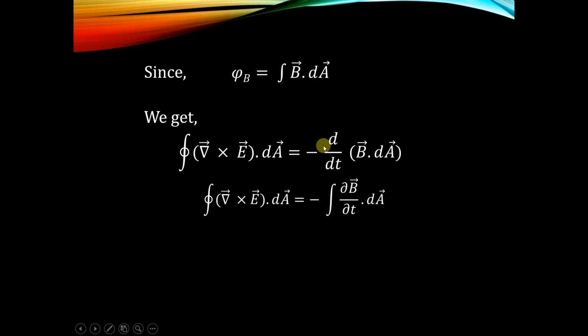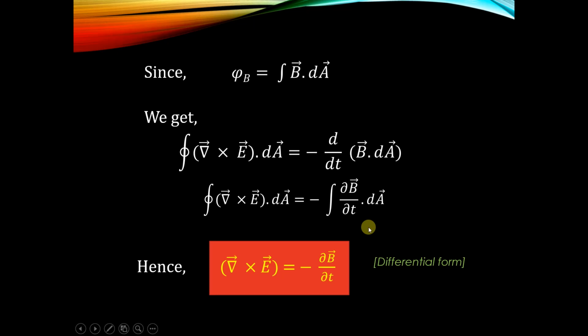Or I can write minus d by dt integral B dot dA as minus integral dou B by dou t dot dA. If I take the total differential inside the integral, it becomes partial. Now this is the same for any area if we consider the total area. So we can write del cross E is equal to minus dou B by dou t, and this is the differential form of Faraday's law.